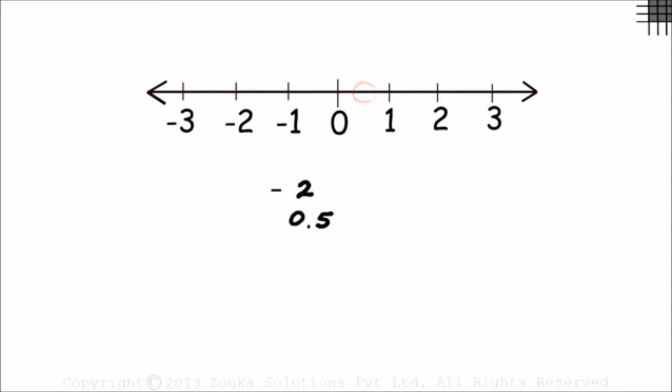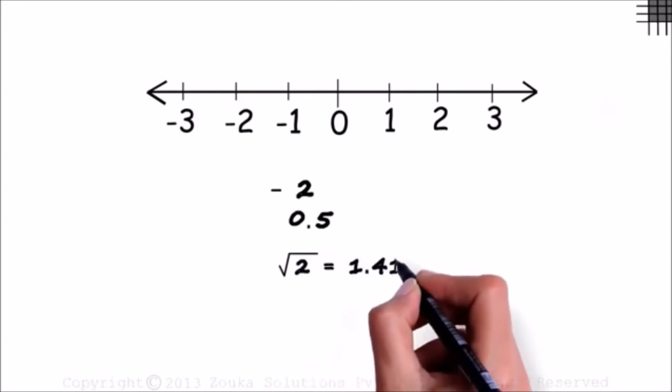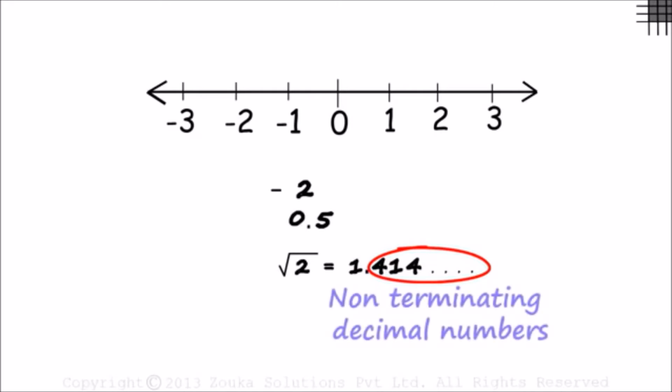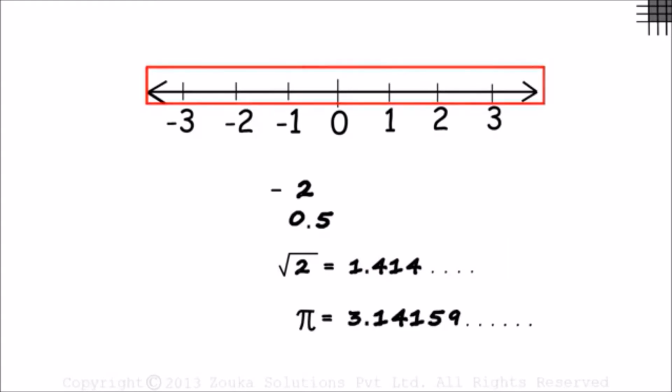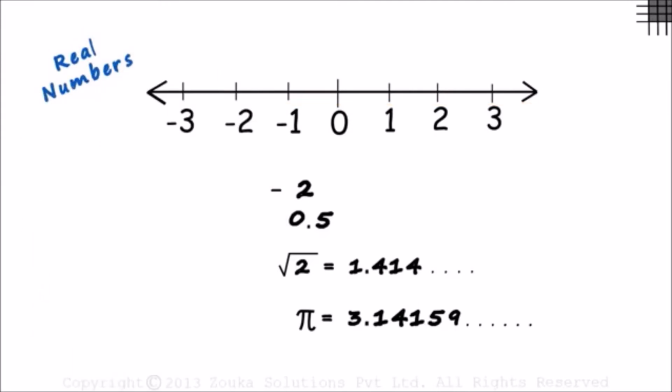Now, let's look at another example. You have square root of 2. If we calculate the value of square root of 2, we get 1.414 approximately. The numbers after the decimal point do not end, and these numbers are called non-terminating decimal numbers. And yes, the number can be plotted on the number line, which makes it a real number. So that's a definition. Any number that can be plotted on the number line is called a real number.